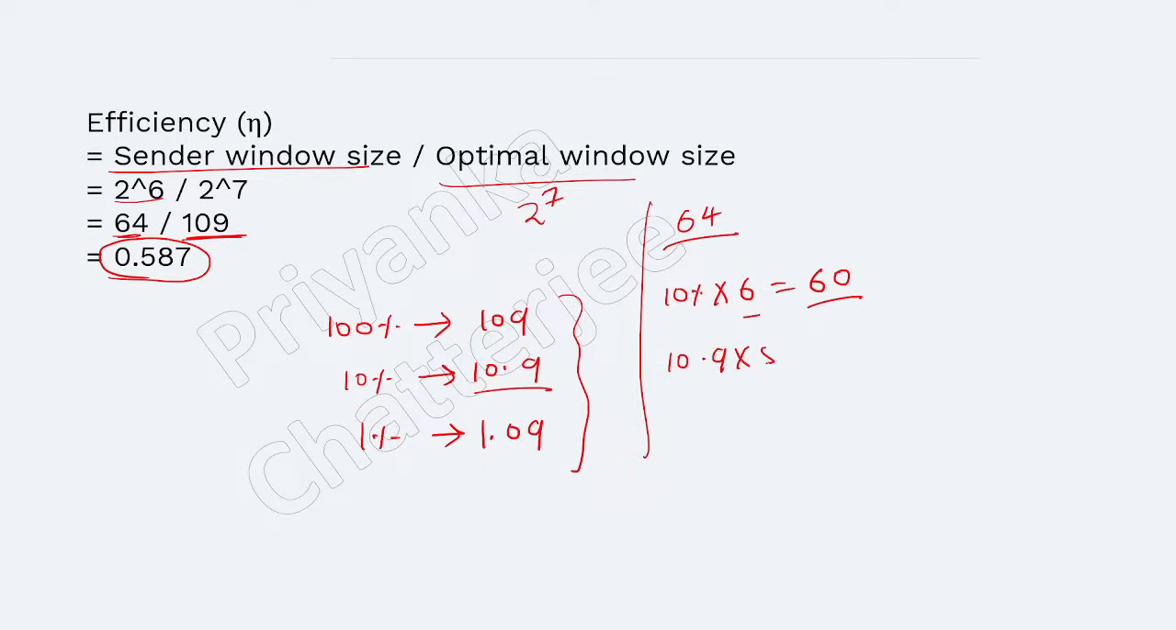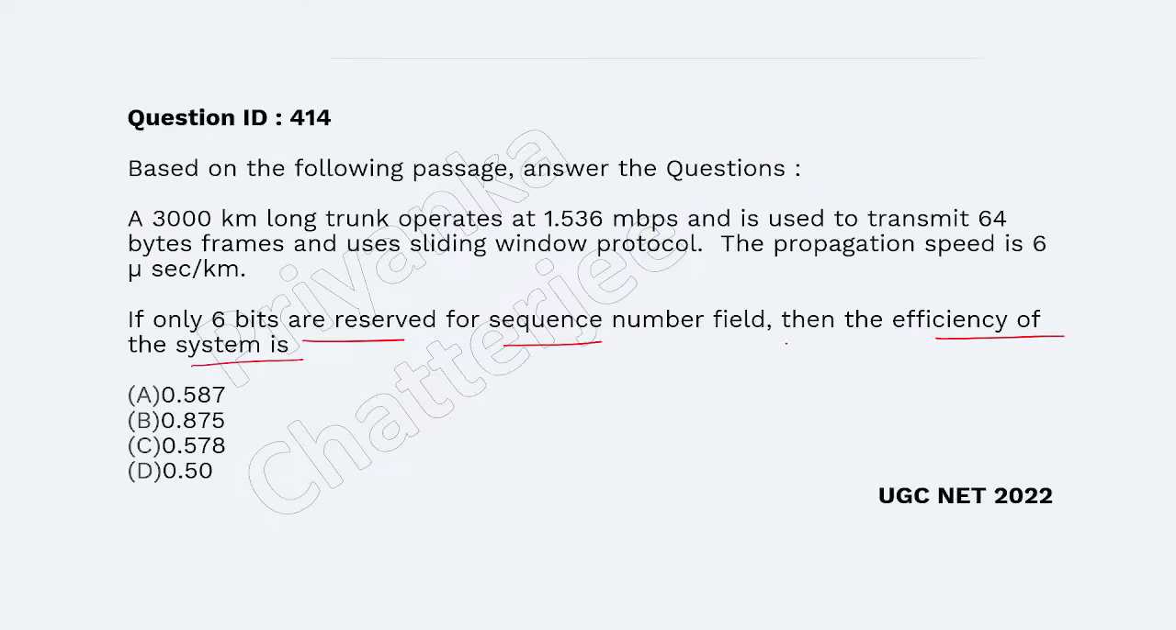10.9 multiply 5, if I am doing that, then I am getting here 59.5. Yes, so it will be more than 50%, and after that you can calculate 0.8. So this is the way, if you are doing it, then also you can get the very accurate answer.